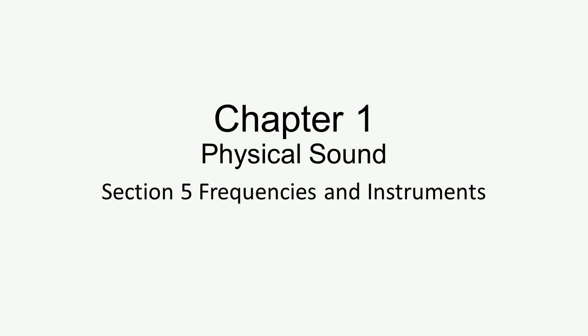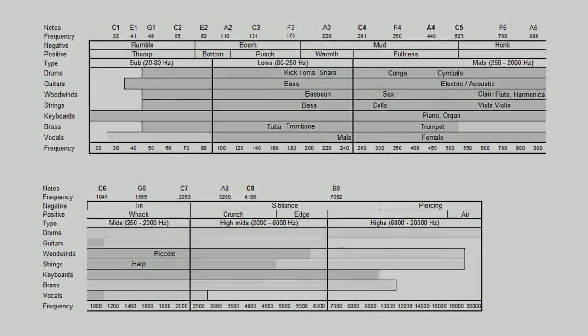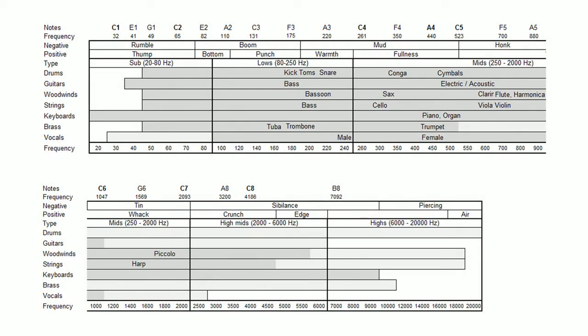Section 5. Frequencies and instruments. In the following figure, the major music instruments, including vocal cords, are displayed with their main frequency ranges and some commonly used terminology. The first line, notes, indicates the name of the note as referenced from a standard piano keyboard with 88 notes. C1 is the first C note all the way to the left of the keyboard. C4 is the middle C.